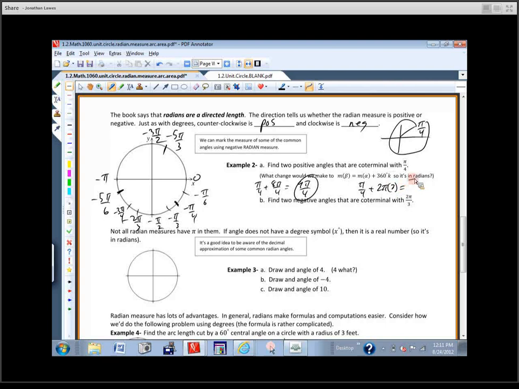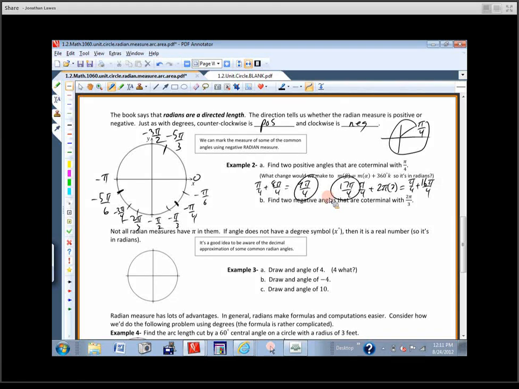If I did 2 of those, that's going to be 4 pi. So this is going to be pi fourths plus 4 pi. Let's see, 4 pi in fourths. How many fourths would that be? 16 pi fourths. So this is going to be 17 pi fourths.